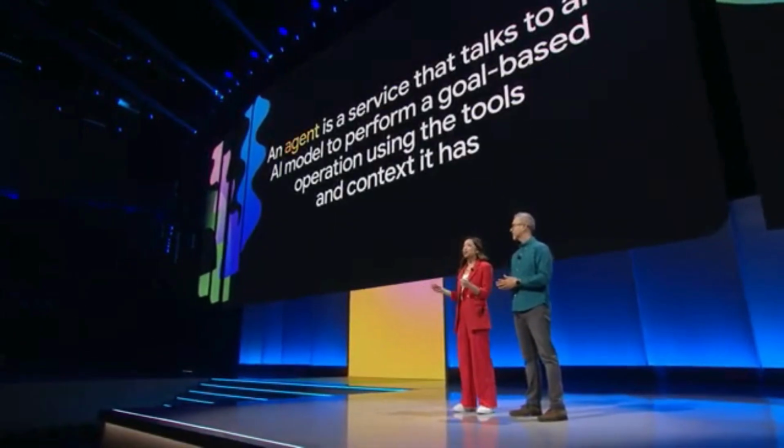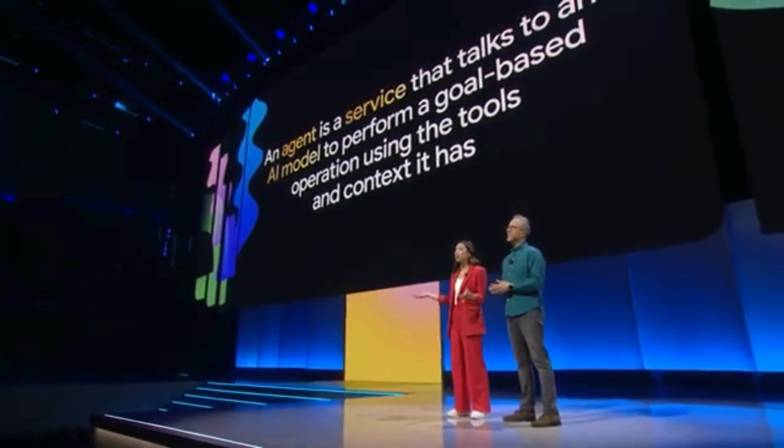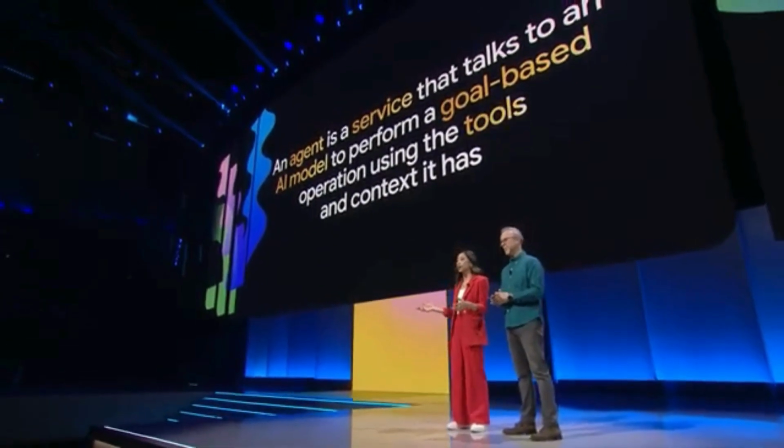Well, an agent is a service that talks to an AI model to perform a goal-based operation using the tools and context that it has. And agents can help us accomplish many goals. Some agents will automate tasks that we need to scale, and some agents will help us solve complex problems either autonomously or by asking for human help when needed. I see. So building an agent is a lot like building a service, but it has some of those unique traits you mentioned that push an agent beyond just a classic cron job or a web service, no? Yep, that's exactly right. Got it.